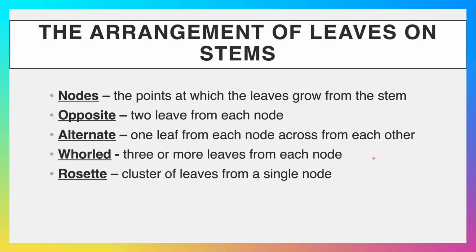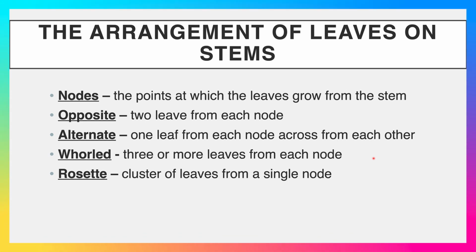Now the arrangement of leaves can be various different kinds of arrangements. The point at which leaves leave and grow from the stem is called a node. If you have two leaves at each node, that's called an opposite arrangement. If you have one leaf at each node that alternate, then it's called an alternate arrangement. If there are three or more leaves at each node, then that's called whorled. And then lastly, if you have a cluster of leaves from a single node, then that's called a rosette.